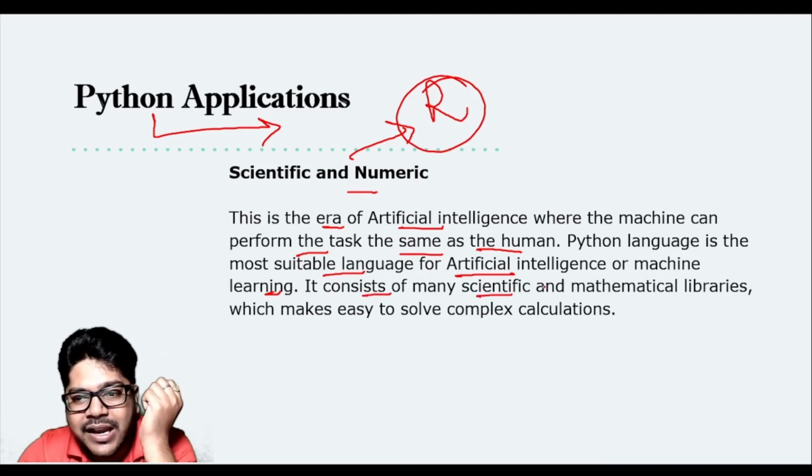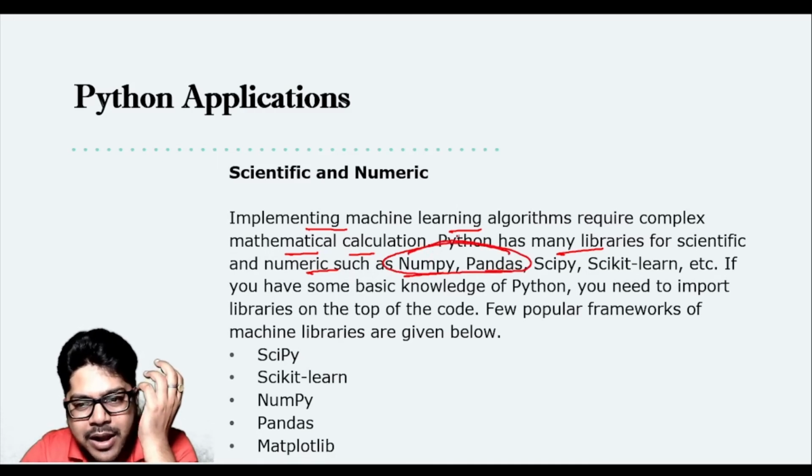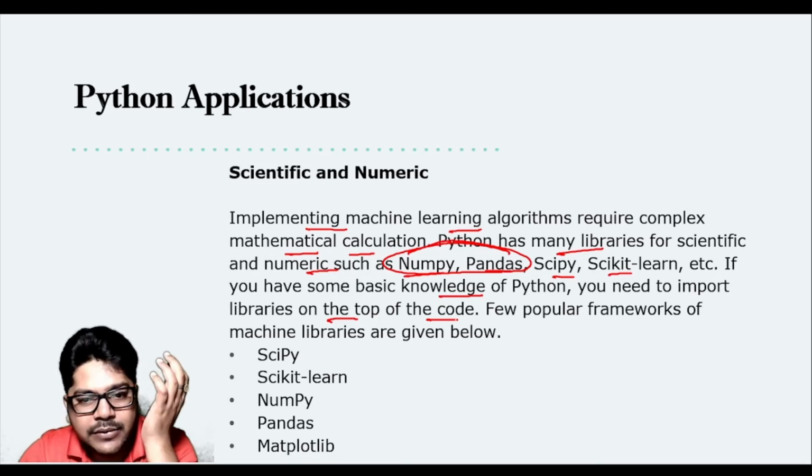It consists of many scientific and mathematical libraries which make it easy to solve complex calculations. Implementing machine learning algorithms requires complex mathematical calculation. So Python has many libraries for scientific and numeric work, such as NumPy and Pandas. You might have heard at least these two. These are very, very much used. NumPy, Pandas, right? SciPy, Scikit-learn, etc. And if you have some basic knowledge of Python, you need to import libraries at the top of the code, and then you can start working.